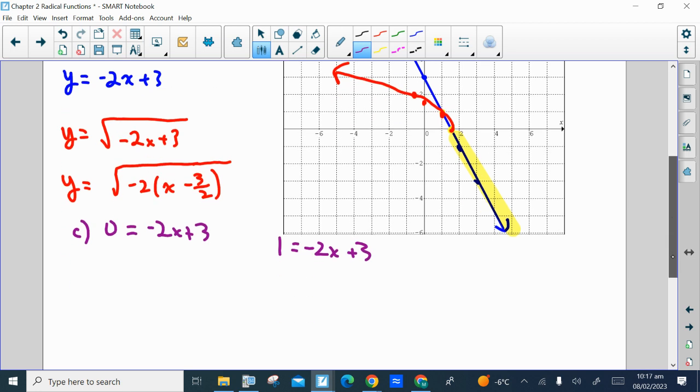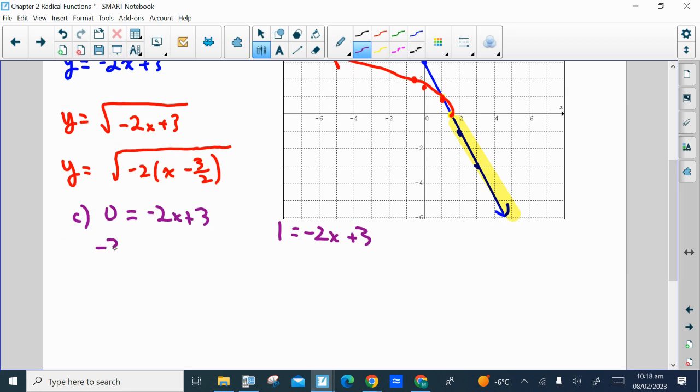So if you subtract the 3 from both sides, you'll get negative 3 on the left, equaling negative 2x. And then when you divide both sides by negative 2, we'll get x equals 3/2 or 1.5. So that was the x-intercept. The x-intercepts are invariant. The points where y equals 0 will give you one set of invariant points. And y equals 0 is where the x-intercept is.